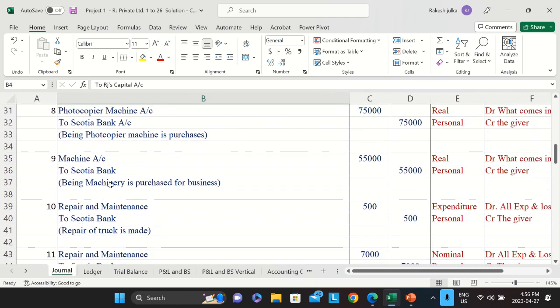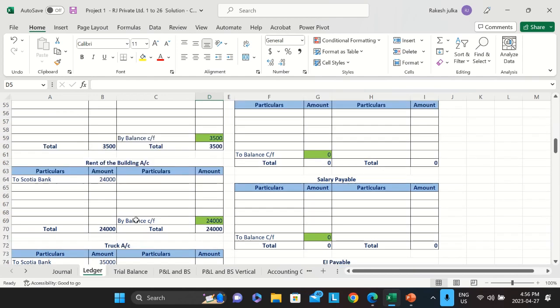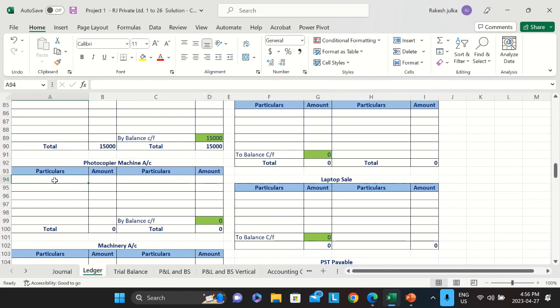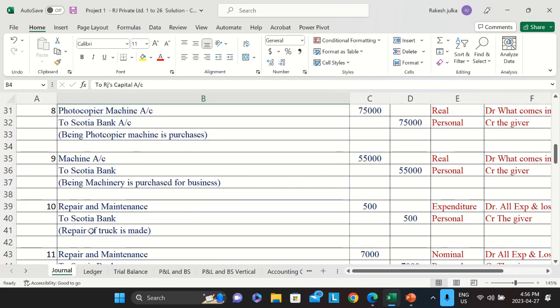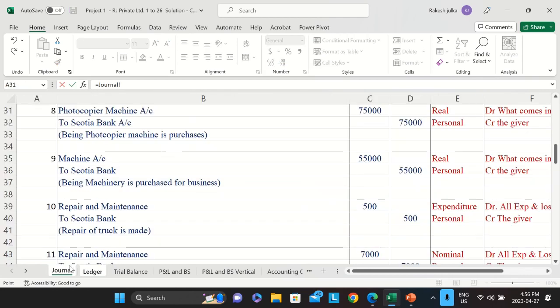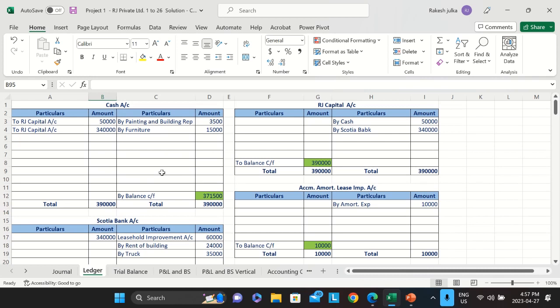Next transaction number 8. So transaction 8 is saying photocopier machine to Scotiabank 75,000. So photocopier machine account, let me see that photocopier machine that I have created, or it may be only the machine. So photocopier machine is there, right? So here I'm just going to write photocopier to Scotiabank. So Scotiabank 75,000, is equal to sign here, and photocopier machine that we are working under this one, so 75,000, and go to Scotiabank buy photocopier machine.